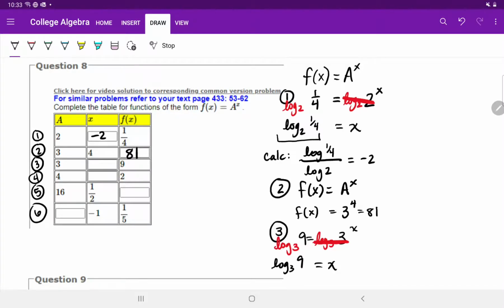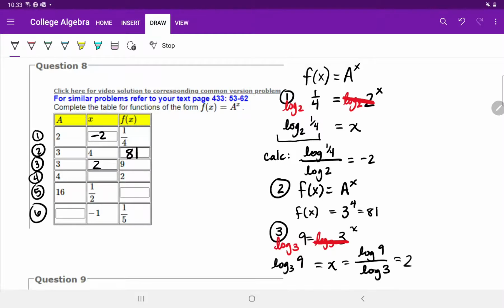We can plug this into our calculator. You just plug in log of 9 over log of 3, which should give us 2. Let me type it in and double check. Log of 9 divided by log of 3 gives us 2.